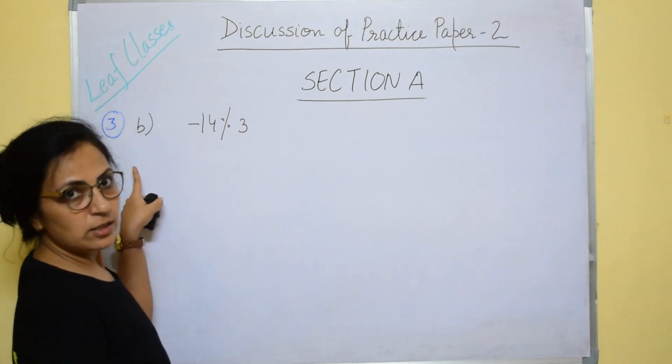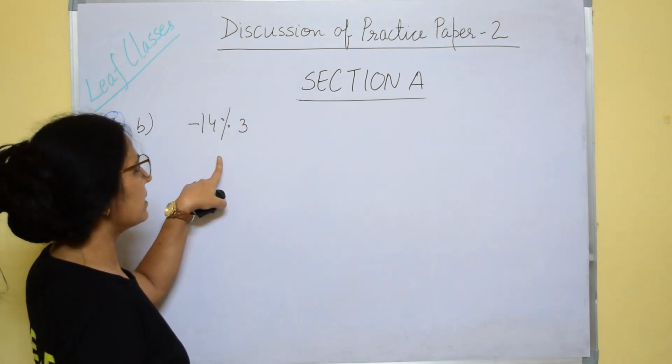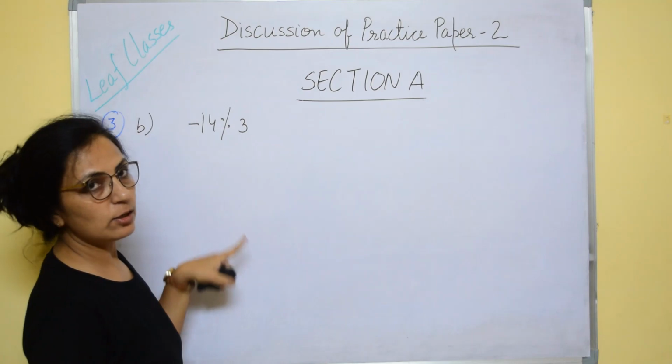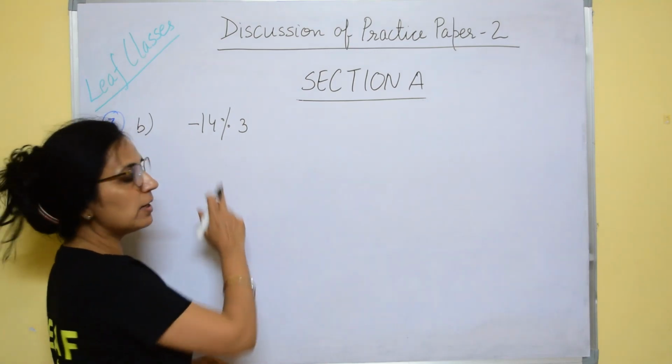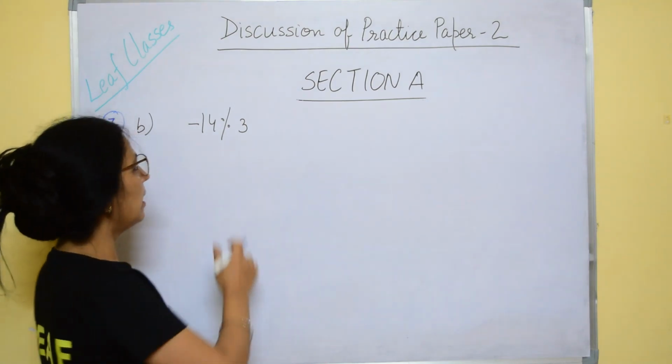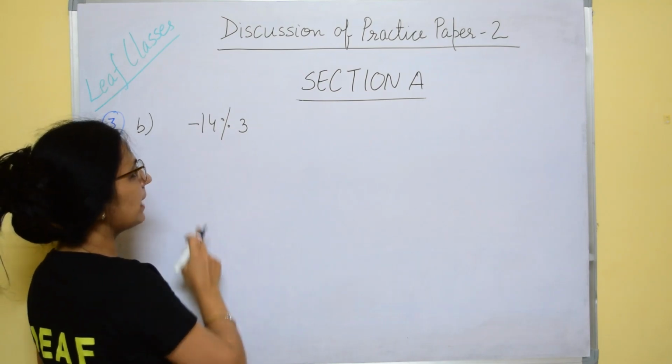The next part of question number 3 is very easy. You have to give the result of this expression. The modulus sign gives you the remainder. So minus 14 by 3.